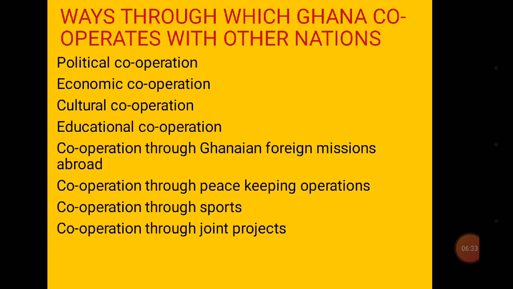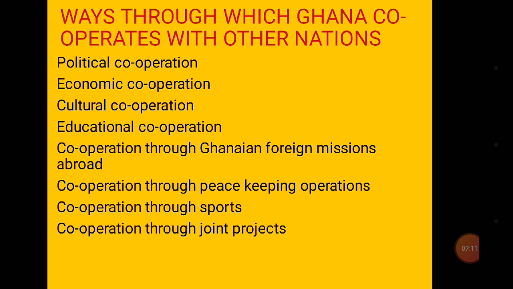Then we have cooperation through joint projects. Ghana cooperates with other countries through joint projects. One common example is the West African gas pipeline, in which Ghana cooperates with countries like Nigeria and Cote d'Ivoire to construct this gas pipeline running along the shores of West Africa. It's a great project, and sometimes projects like this cannot be done by one country. But when these countries come together collectively, they are able to achieve this common goal.